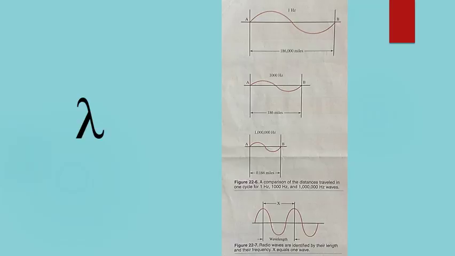Frequency and wavelength. Think of a radio wave moving through space as a wave on a pond rolling.